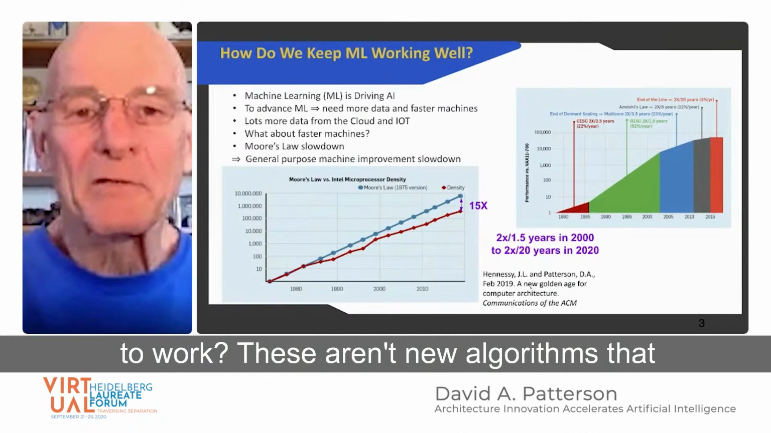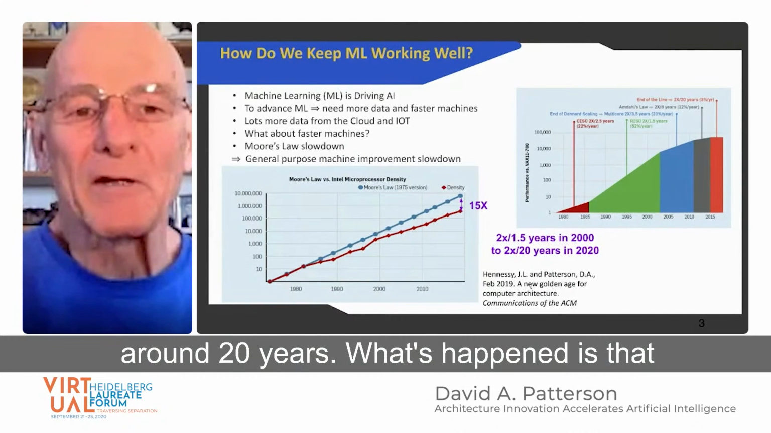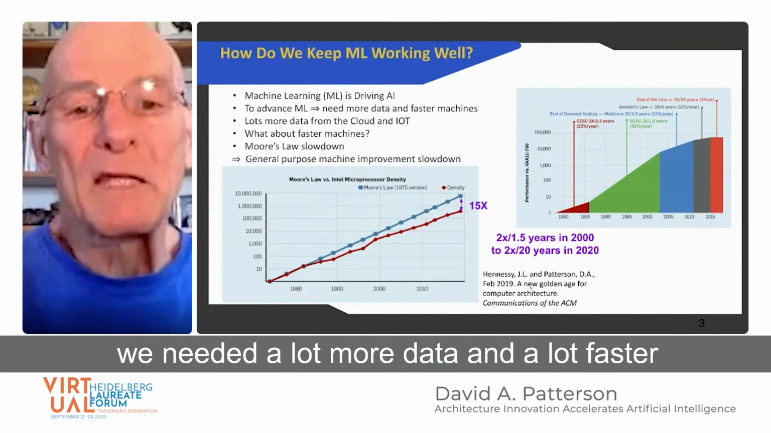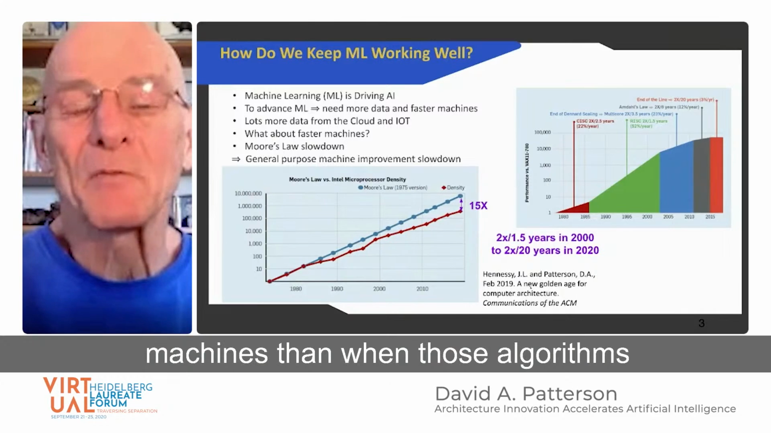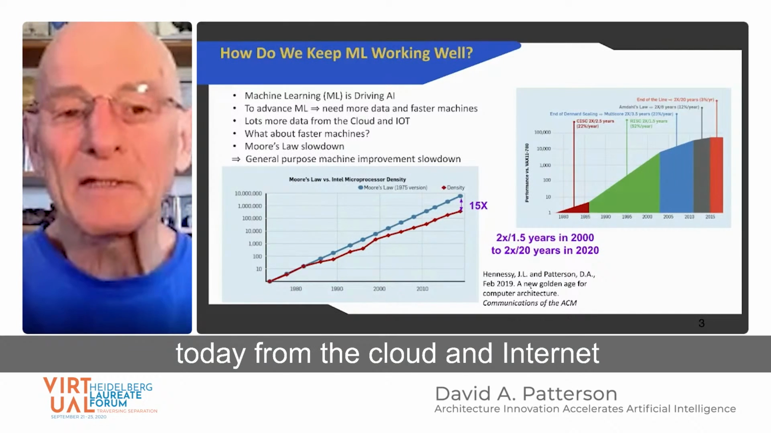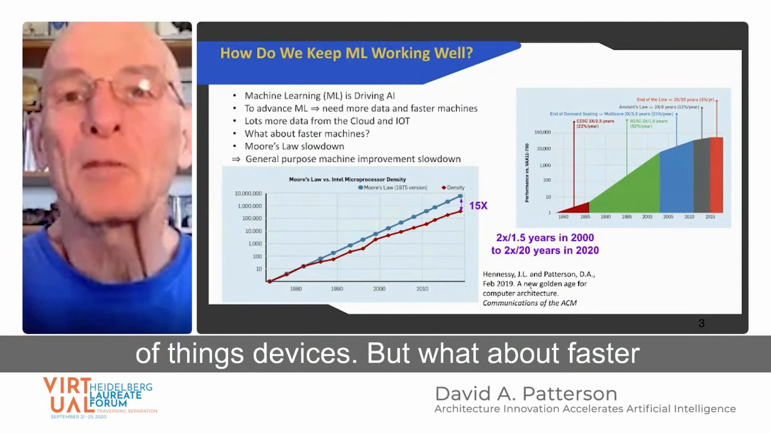So why is it starting to work? These aren't new algorithms that they invented. The algorithms have been around about 20 years. What's happened is that we needed a lot more data and a lot faster machines than when those algorithms were invented. It's easy to get more data today from the cloud and Internet of Things devices, but what about faster machines?